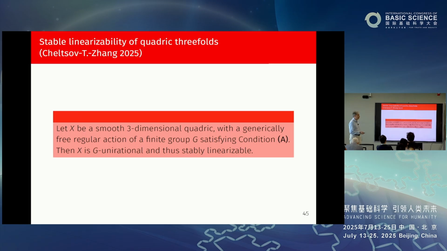Anyway, here is a theorem which says that if you have a smooth three-dimensional quadric with a generically free action of a finite group satisfying condition A, then it's unirational and therefore stably linearizable, because for quadrics, unirationality and stable linearizability are the same.